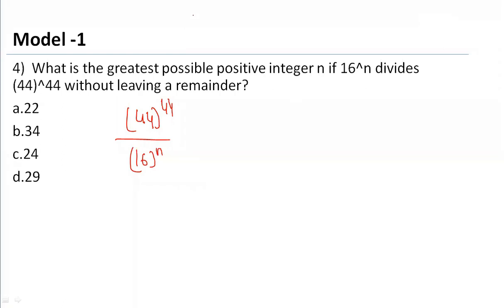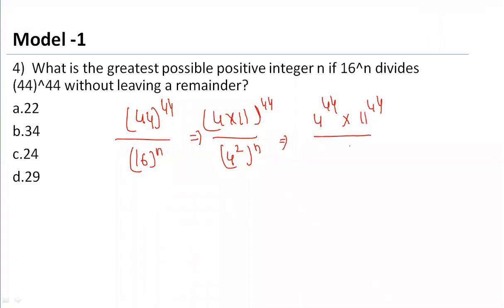Directly by looking at the answer, you can answer it, guys. Please don't take much time. If you have a doubt, let me express it in the form of simplification. 44, I can write as 4 into 11 whole power 44. 16, I can write as 4 square whole power n. For better understanding, you write like this: 4 power 44, 11 power 44, divided by 4 power 2n.